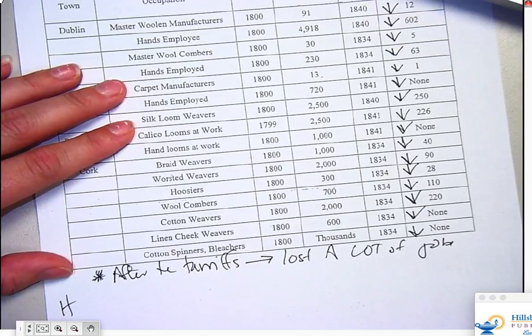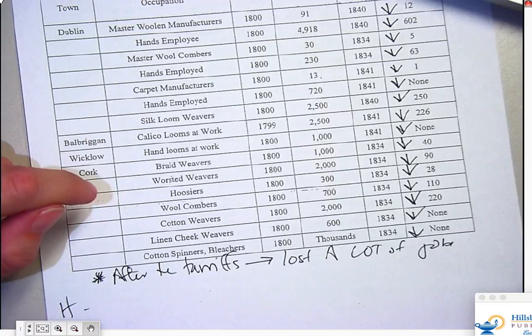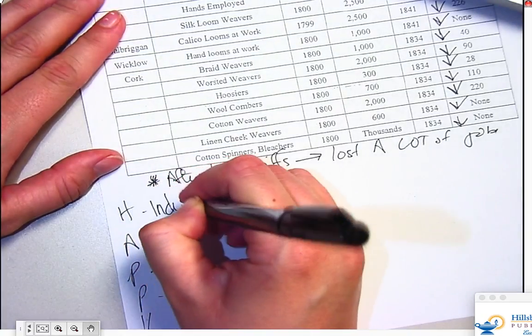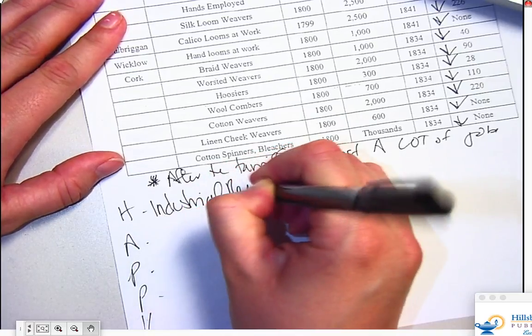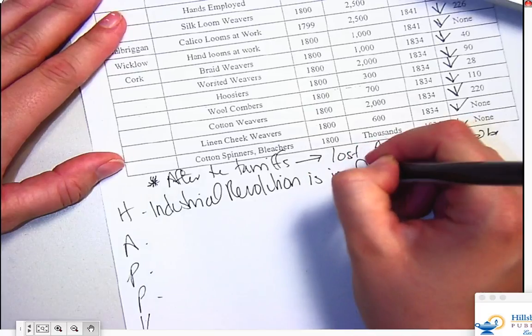H-A-P-P-Y. All right, what's the historical context? What's the historical context, Lily? The natural country. That's the historical context. What is going on in the world? Industrial Revolution. Is in full swing.